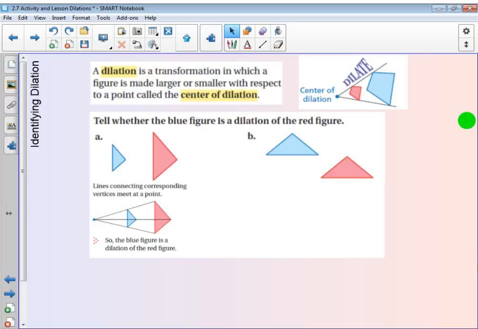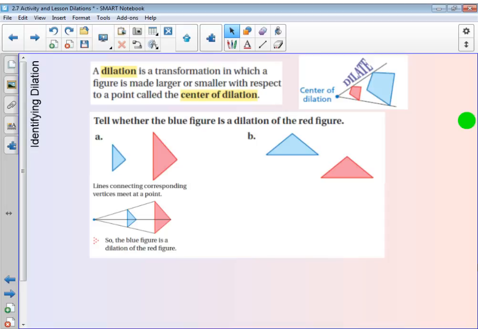Okay, this lesson is working with dilation. So a dilation is a transformation in which a figure is made either larger or smaller with respect to a point called the center of dilation. Dilation is going to be where you've got a similar triangle, but it's going to change in size. The shape is going to stay exactly the same.